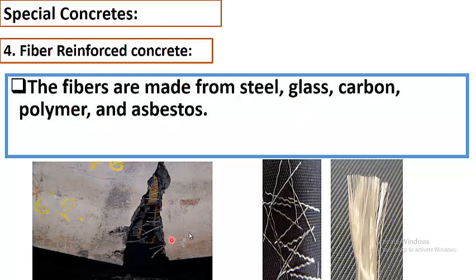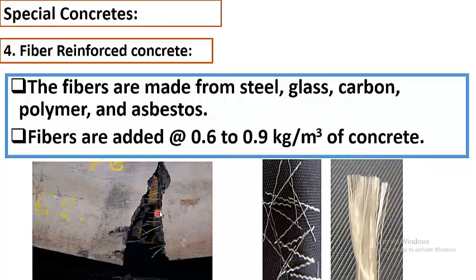As you can see here, this beam was cast just to check the change in strength after adding the fiber, and steel fibers are used. As you can see here, after the beam cracks, the steel fibers are visible, and these play a considerable role in increasing the tensile strength of the beams or any structural member. Fibers are added at the rate of 0.6 to 0.9 kg per cubic meter of concrete. Now this is a very minimal quantity, as you can see here, that is 0.6 to 0.9 kg per cubic meter.